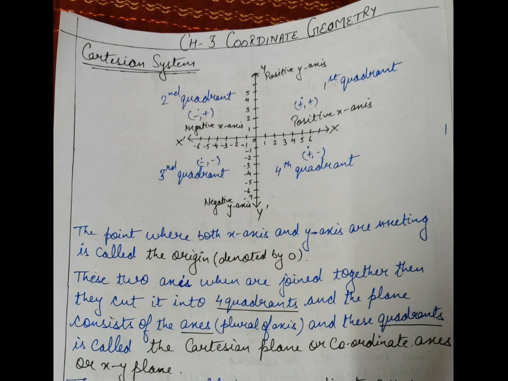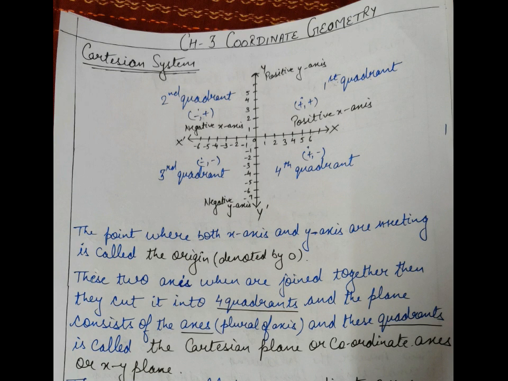In this Cartesian system, as you can see in the figure I have provided, the Cartesian system consists of two axes, that is the x-axis and the y-axis. Now you can see that the x-axis is formed in a horizontal manner and the y-axis is formed in a vertical manner. And wherever both the axes meet, that meeting point is known as the origin.